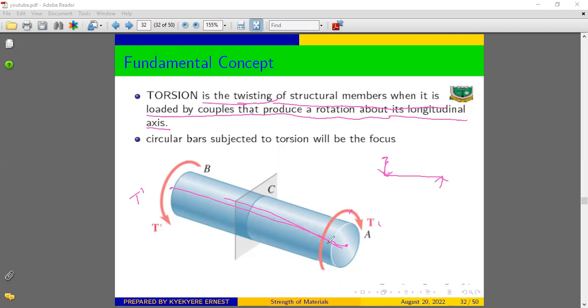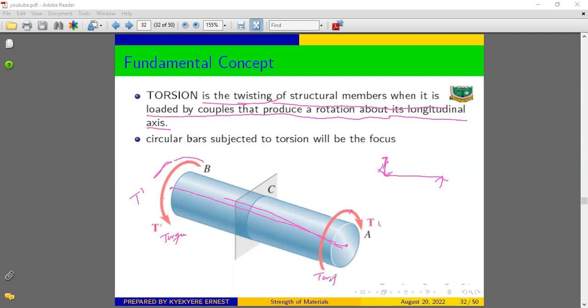And in this case, what we have here is not a linear force, but rather a rotational force. That is why we call this kind of force the torque. So this is the torque.